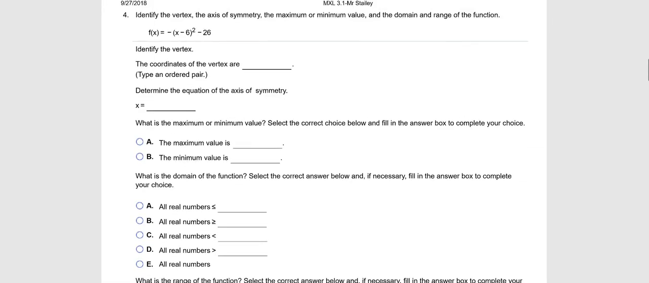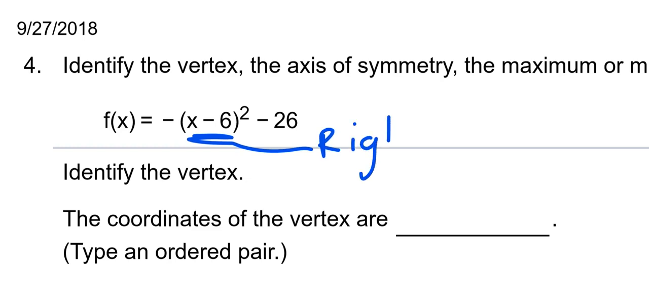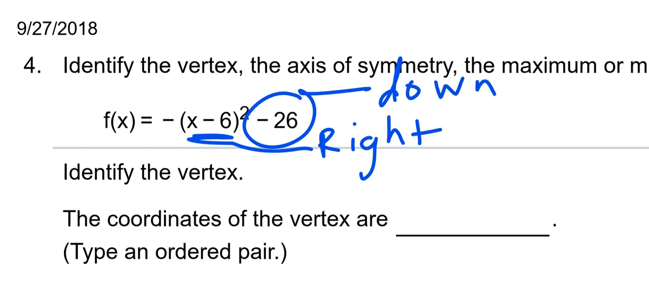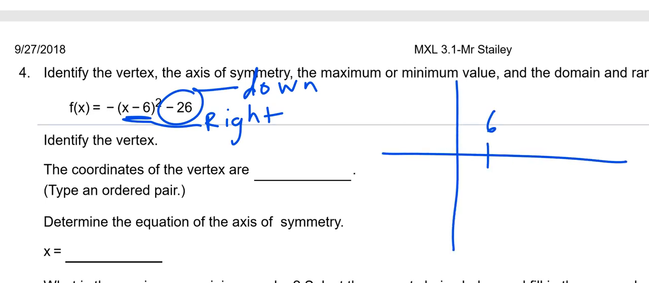Question 4. Is this right 6 or left 6? That's to the right. Is this up 26 or down 26? That's down. I want to just draw a quick sketch of this. Doesn't have to be beautiful, just to give me the idea. We're going 6 to the right and 26 down. We know we're starting right about there.